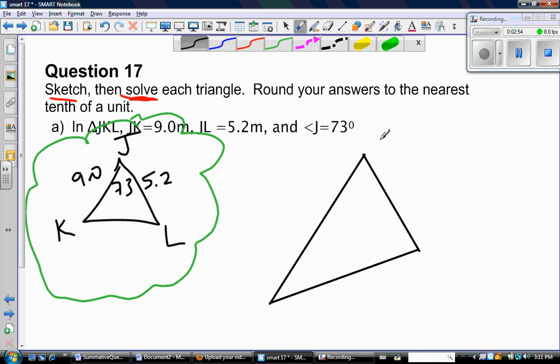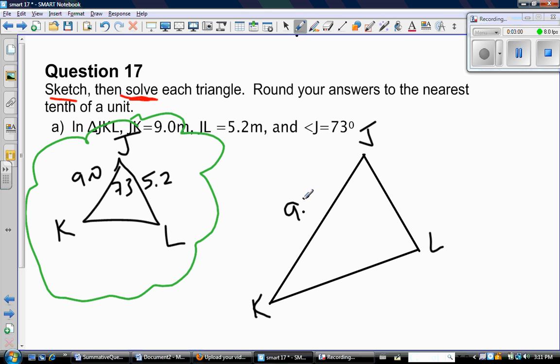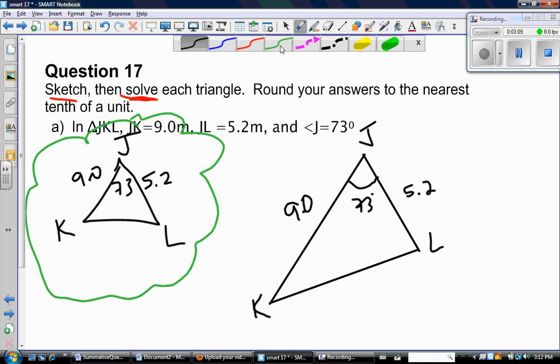So this was J, this was K, this was L, this is 9.0, this is 5.2, and this angle right here is 73 degrees. So how are we going to find the missing values? So obviously I'm missing angle K, angle L, and this side. And this side would be called side little j because it's opposite side big J. So let's keep going. This would be side little k because it's opposite big K. And this one would be side little l because it's opposite big L.